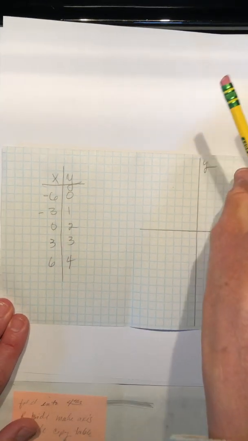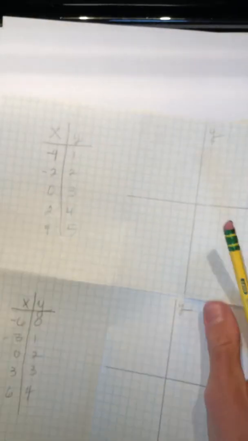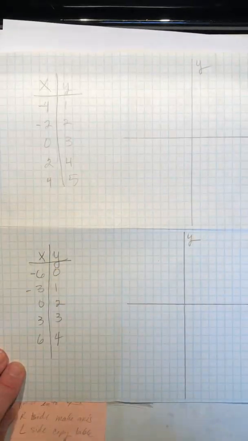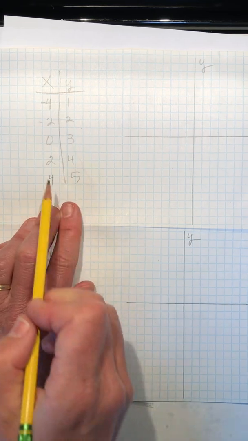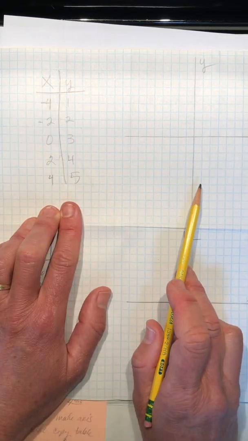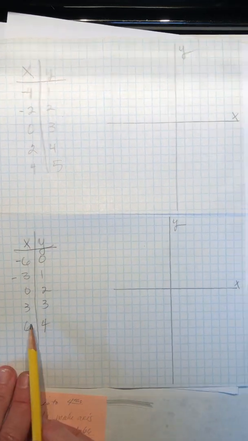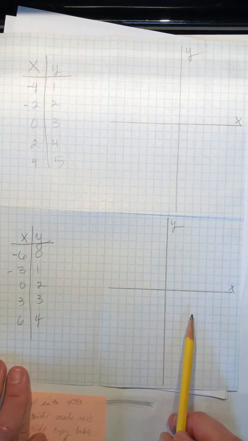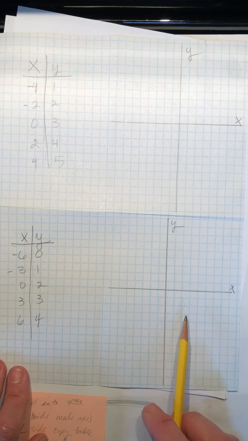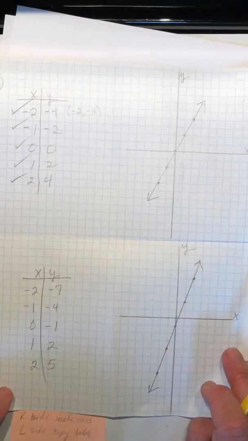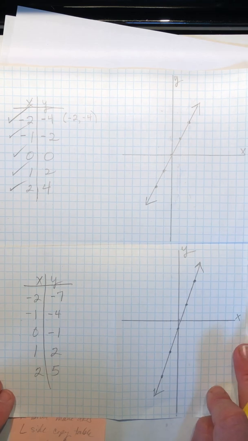So what you honestly are going to complete now, here's what your whole paper would look like. You're plotting this table of values on this set of axes, and you're plotting this table of values on this set of axes. How do you know what that should look like? It's going to look just like the samples that you did on the other side.